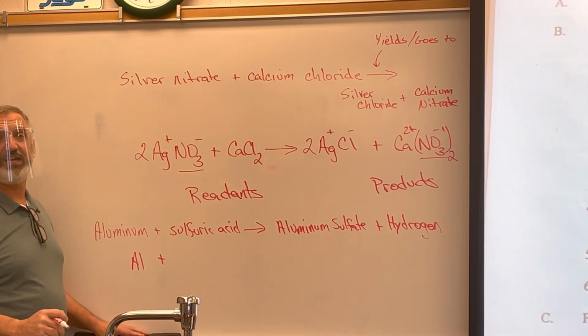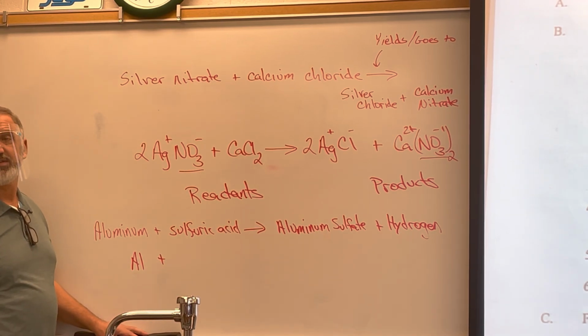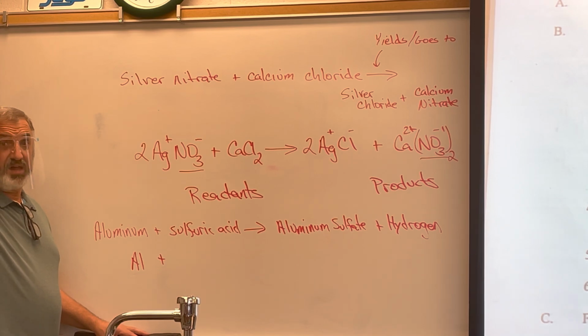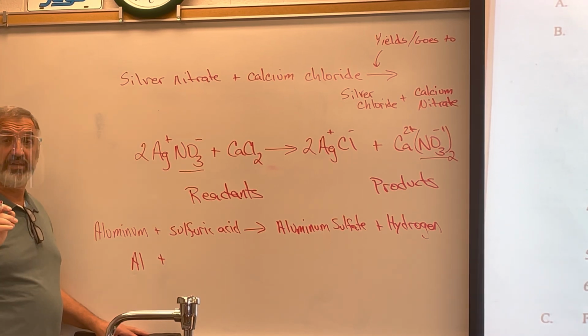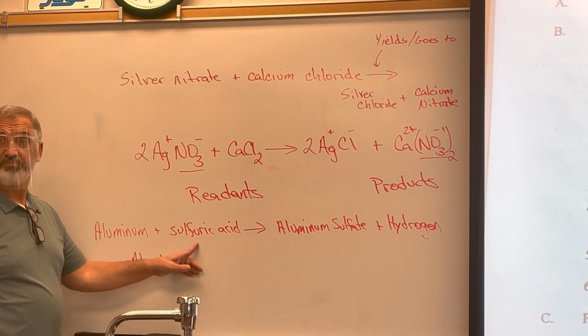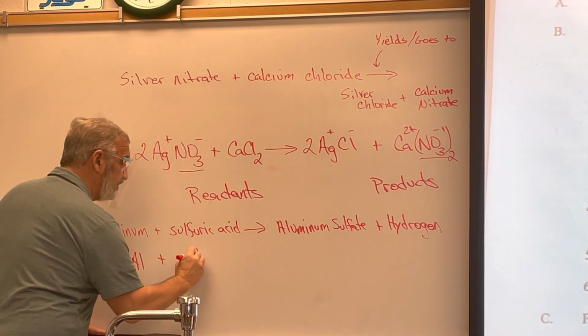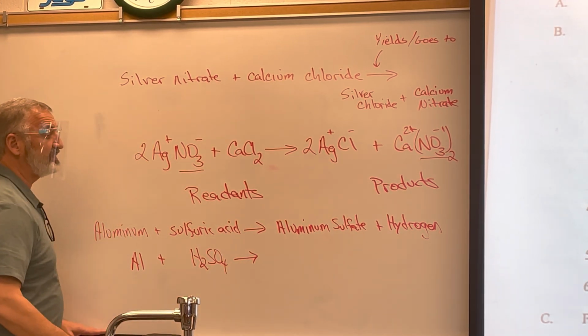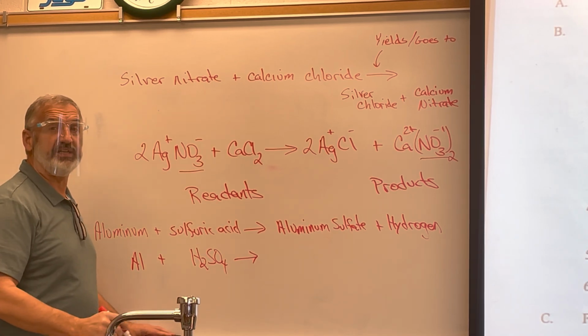Sulfuric acid came from which anion? Sulfate, okay, which we look up here to be SO4 with -2. Since it's an acid, what's the positive thing going to be? So the formula is going to be H2SO4. Good. That's going to make aluminum sulfate.